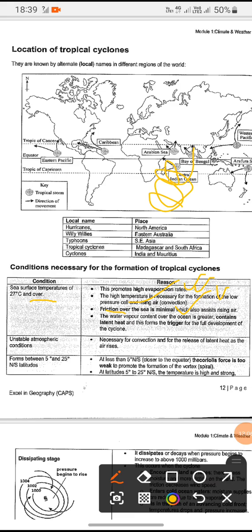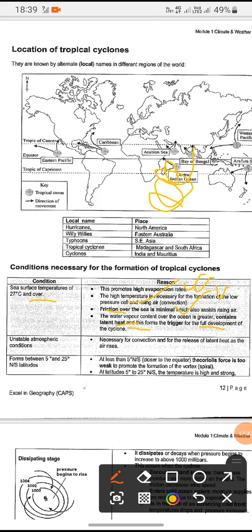Water vapor content over the sea is greater and contains latent heat. This latent heat is caused by the water vapor that is produced by the evaporation. This latent heat triggers the full development of the cyclone. It maintains the rotation. You see, latent heat gets fueled whenever you get more temperature.